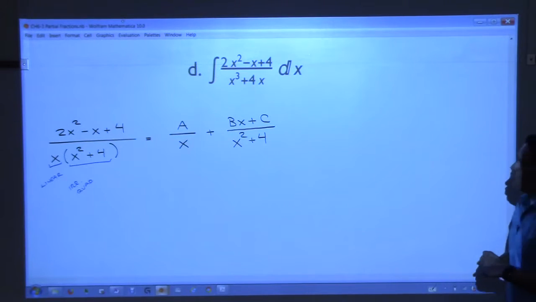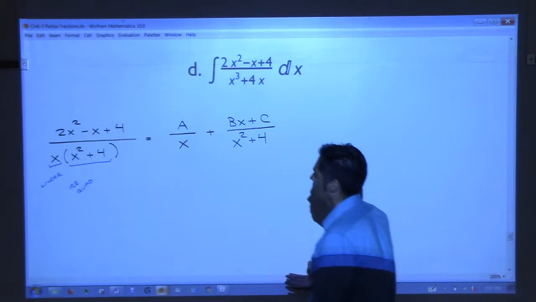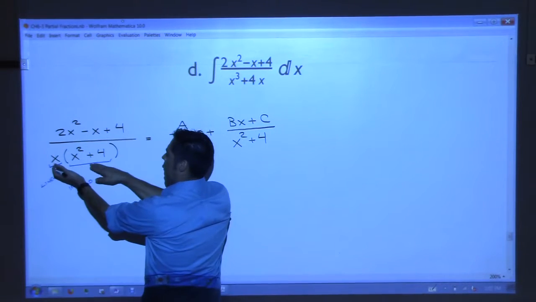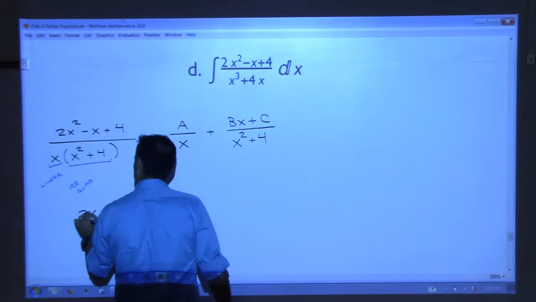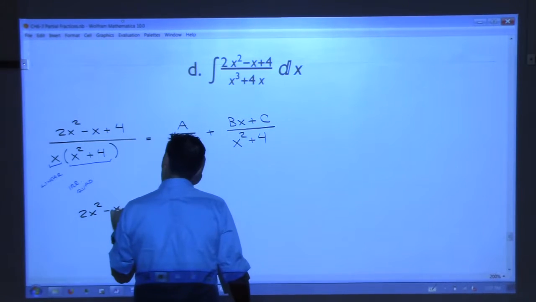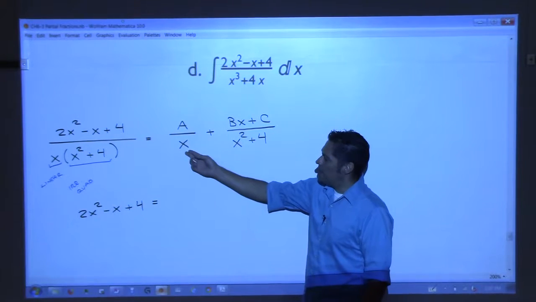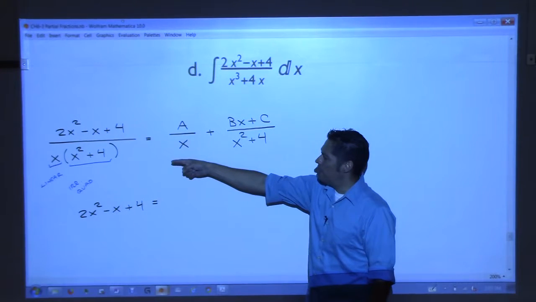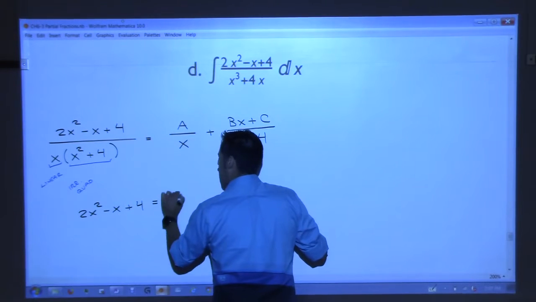All right, let's do this one. Next step is to clear the fractions. So when I multiply both sides by this, over here, I just get the numerator. When I multiply this by the denominator over there, what am I left with? Just a times the x squared plus 4.